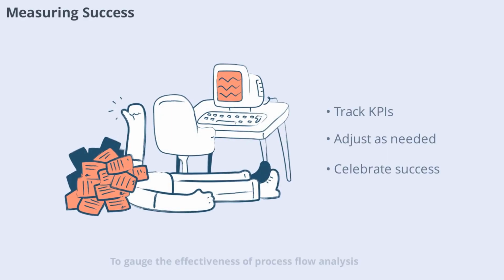To gauge the effectiveness of process flow analysis, organizations should track key performance indicators, KPIs, such as cycle time, error rates, and customer satisfaction. Regular measurement allows for timely adjustments and demonstrates the value of process improvements. Success should be celebrated to reinforce positive change.